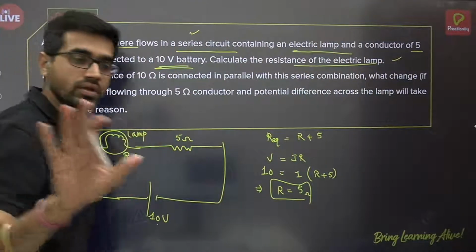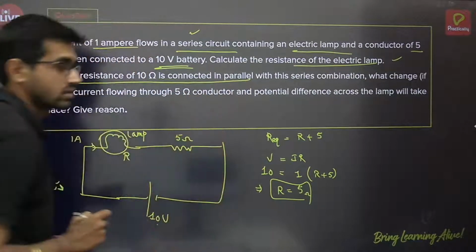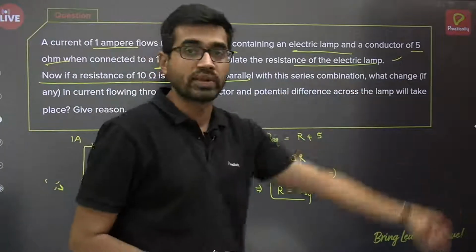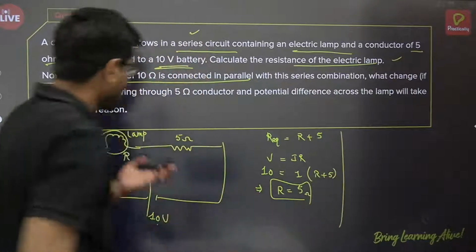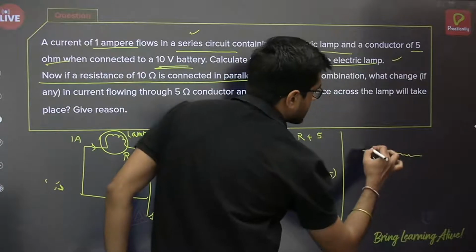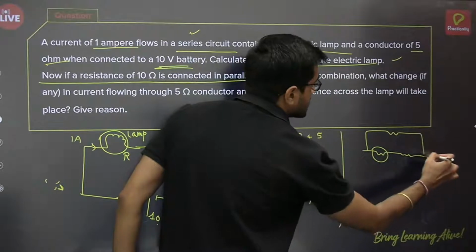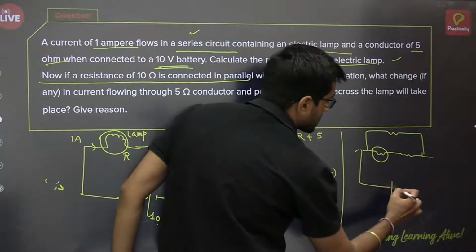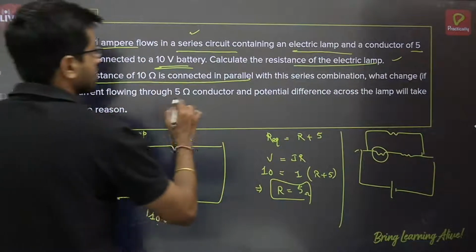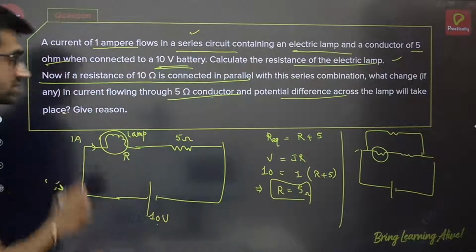So part 1 is clear. Let's move to the next part. Now if a resistance of 10 ohm is connected in parallel with this series combination, I'm making a small diagram just to make you understand. This is a lamp, and a new resistance of 10 ohm is connected in parallel with the same circuit. Let's read completely: what change, if any, in the current through the 5 ohm conductor and the potential difference across the lamp will take place?